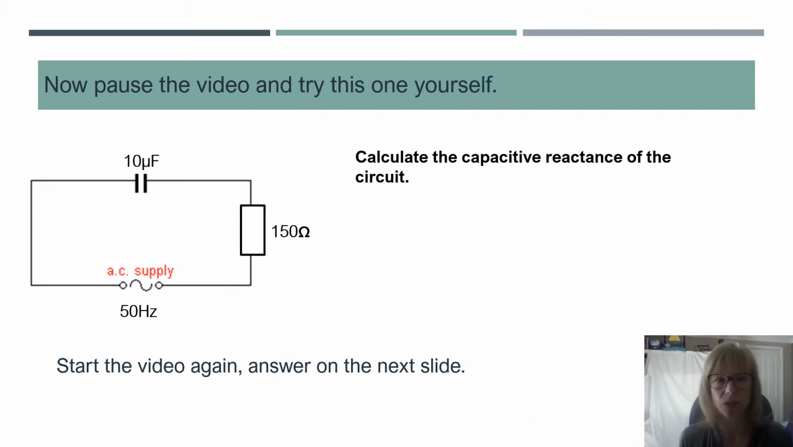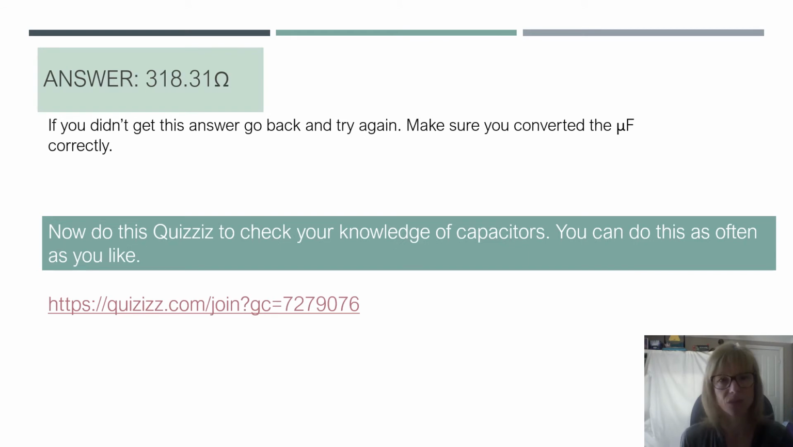So now I want you to look at this circuit here, and I want you to calculate the capacitive reactance of this particular circuit. So do that, pause the video, and then when you're ready with an answer, press play, and the answer is on the next slide. Okay, here's your answer, 318.31 ohms. I hope you got that. If you didn't, please go back and try again. Make sure you converted the microfarads correctly and have another go.